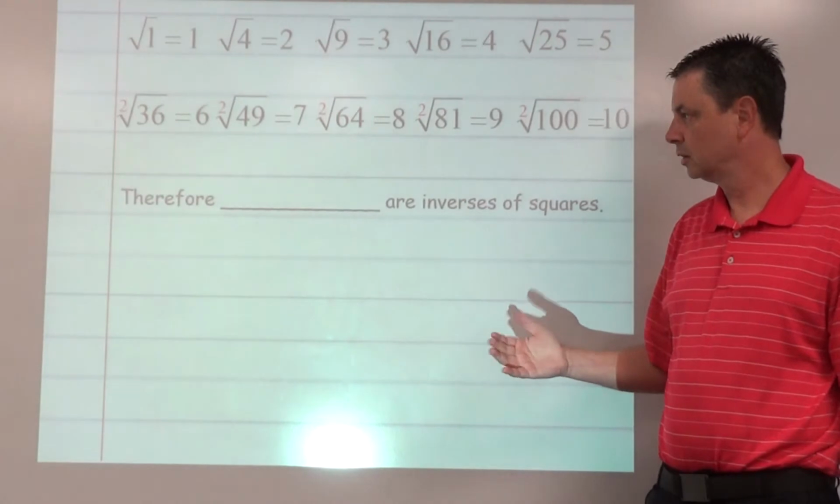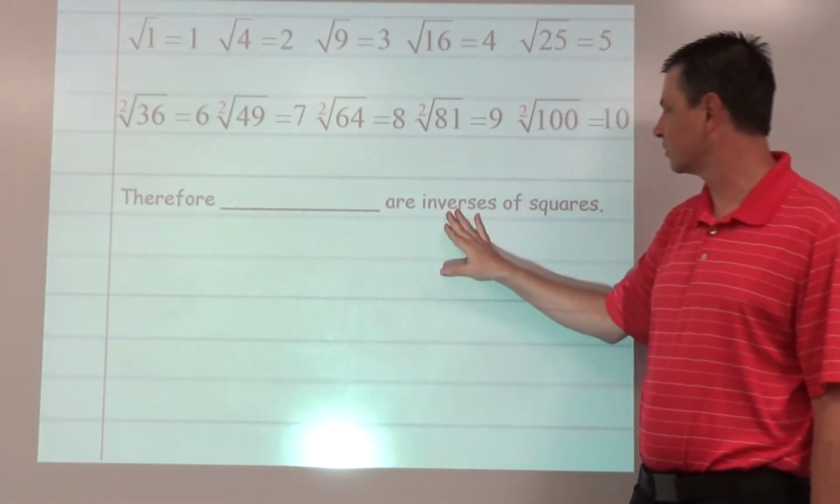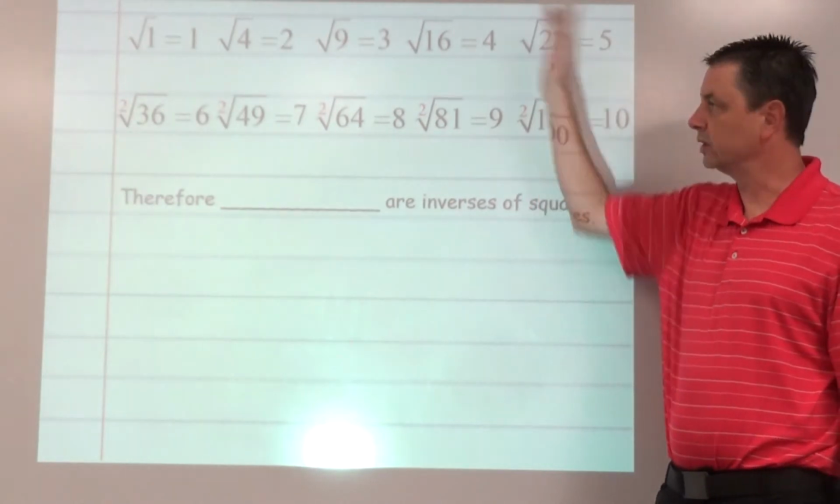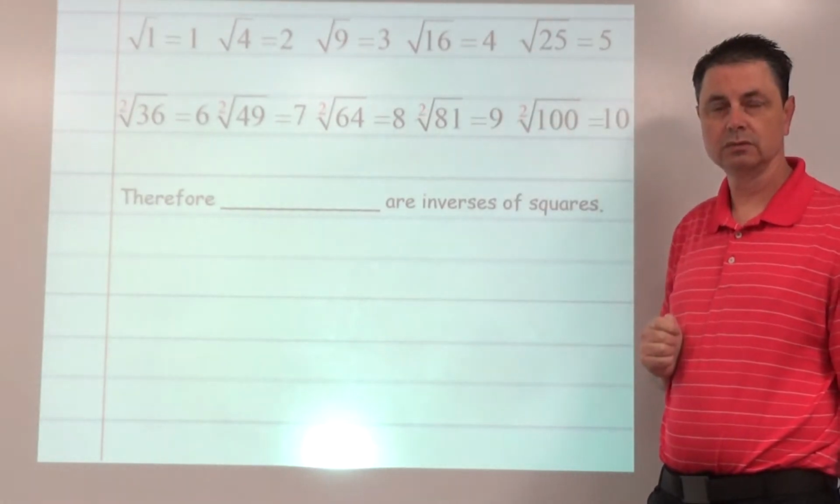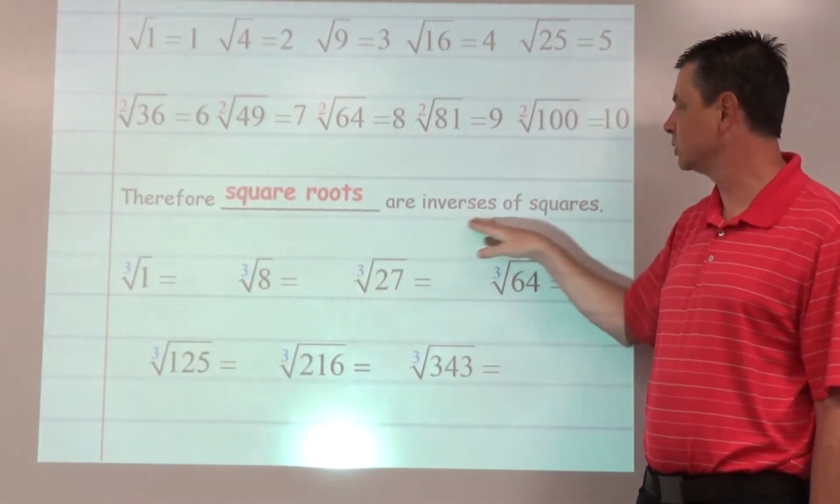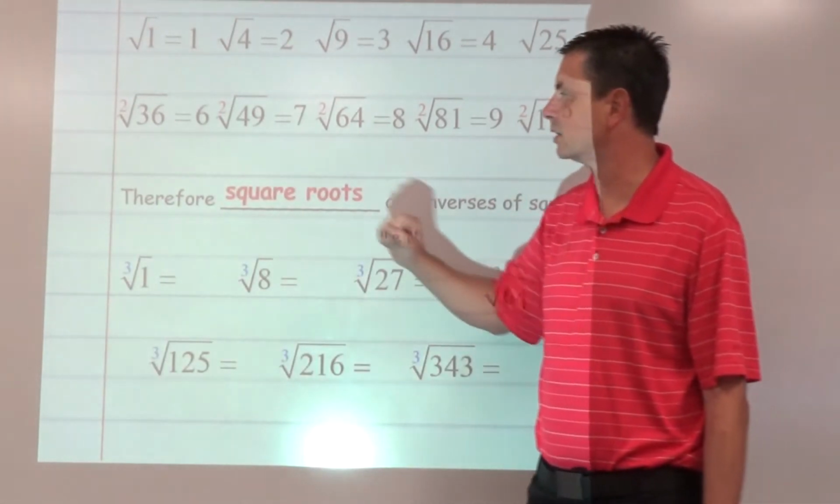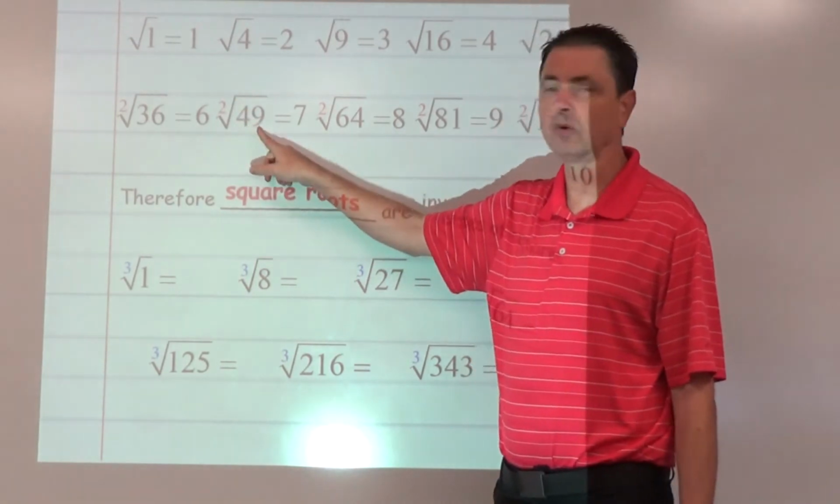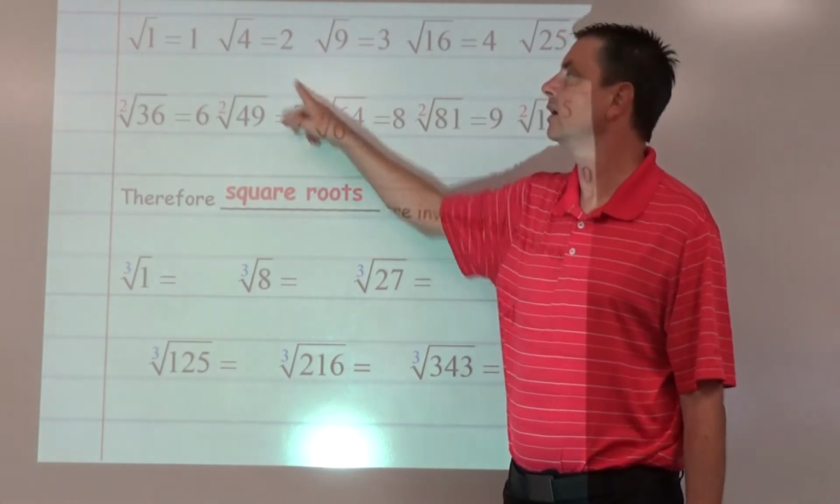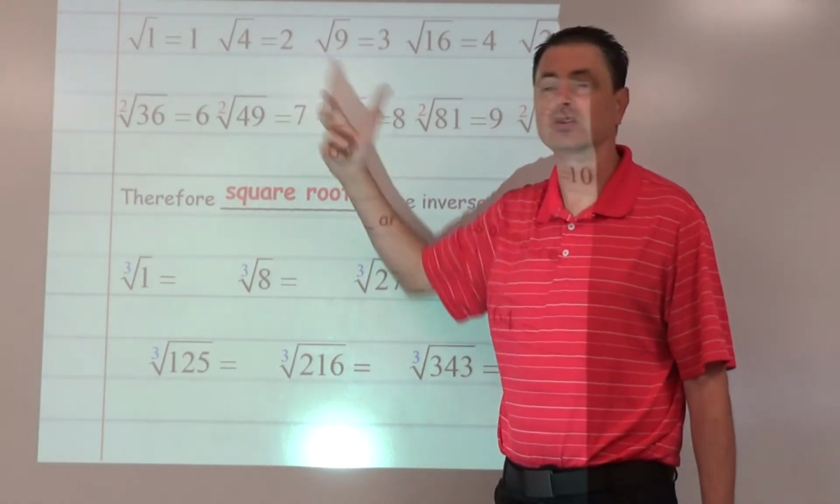Therefore, what are inverses of squares? What did we just do? We took square roots. Square roots are the inverses of squares. When we took the square root of 49, we got 7. 7 squared is 49. That's the relationship.